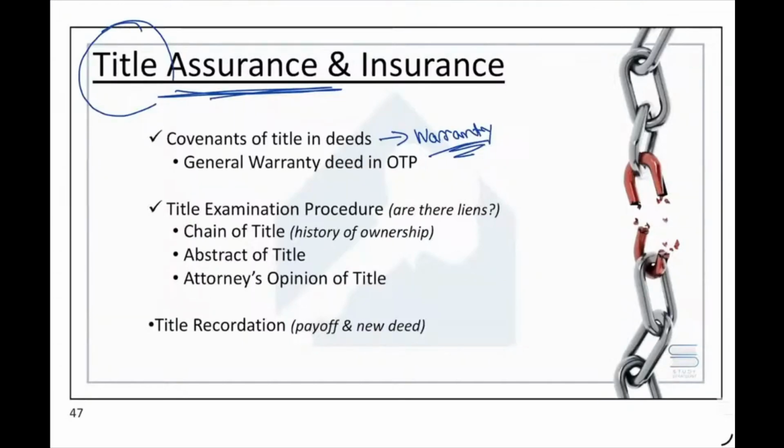Now, in North Carolina, we have something called the OTP, which is our offer to purchase contract. That's where it's stated. But if you're in another state besides North Carolina, you need to look at your contracts and know, what does your contract say about this? That's one good way to make sure you're getting good title.